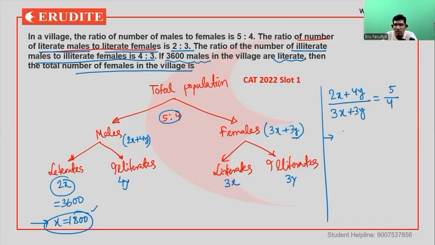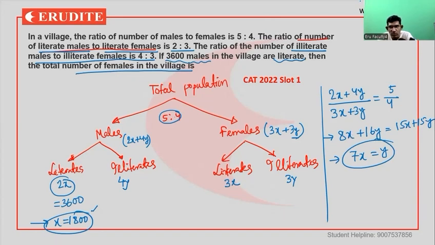So if I organize it, that is 8x plus 16y equal to 15x plus 15y. So from this I get 7x equal to y. So y equal to 7x. So what's the total number of females?